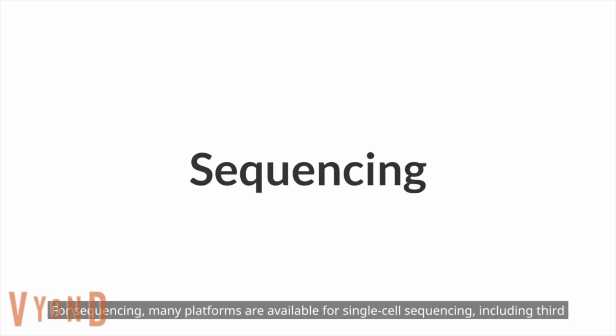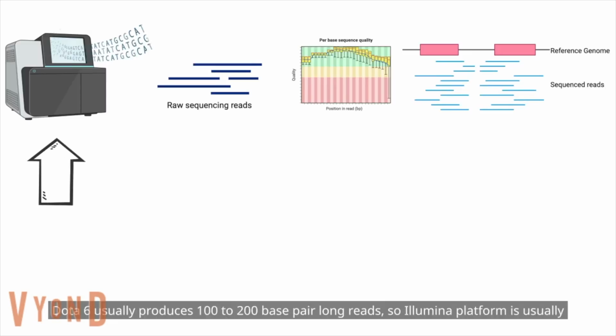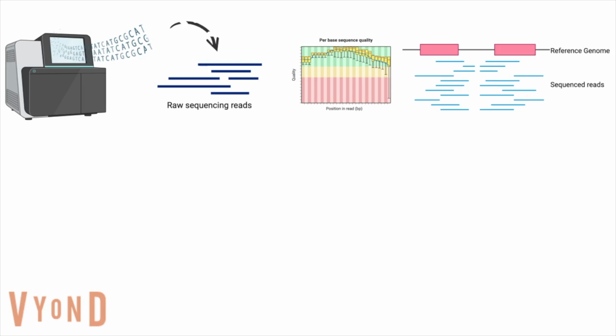For sequencing, many platforms are available for single-cell sequencing, including third and second generation sequencing platforms like PacBio, Oxford Nanopore, and Illumina sequencer. DoTA-seq usually produces 100 to 200 base pair long reads, so the Illumina platform is usually used.